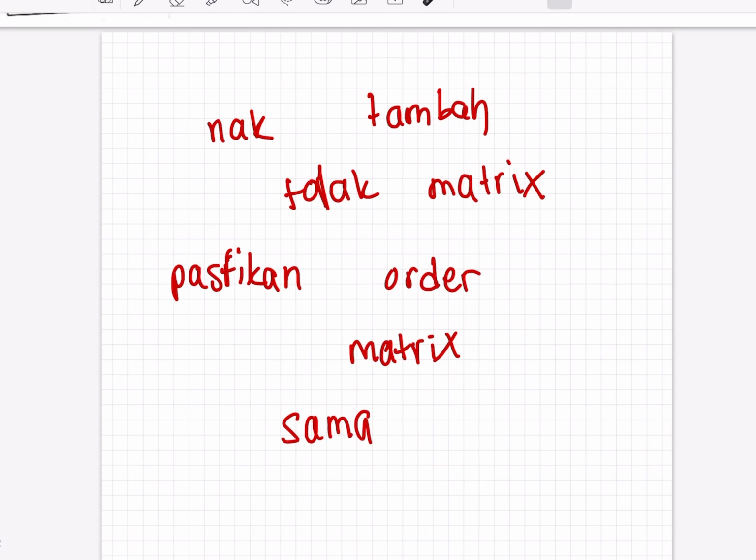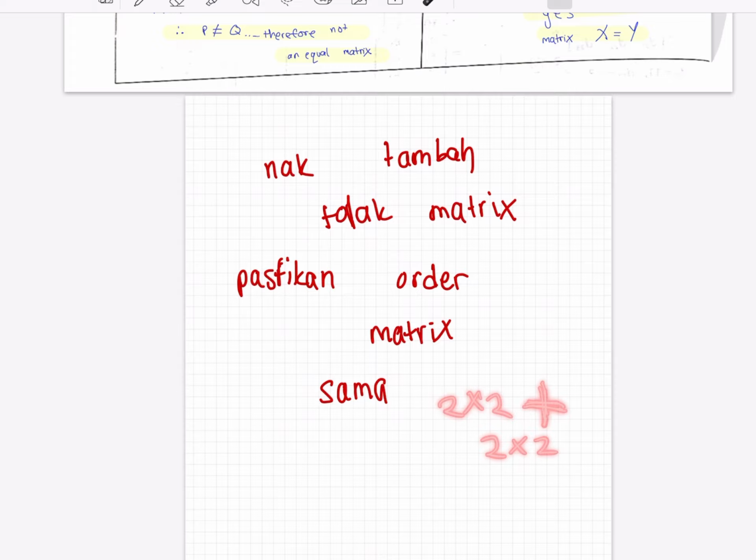So, how to know when we can add or subtract a matrix? Okay, how do we know when we can add or subtract a matrix? So first we need to make sure the order of the matrix is the same. If it's 2 times 2, to add with another matrix, you must make sure that the other matrix is 2 times 2 as well. Like this one.